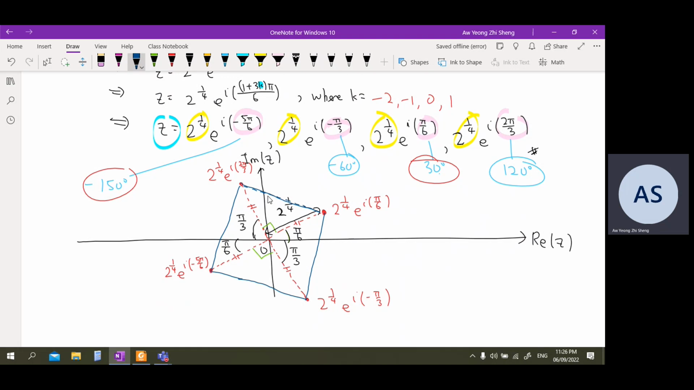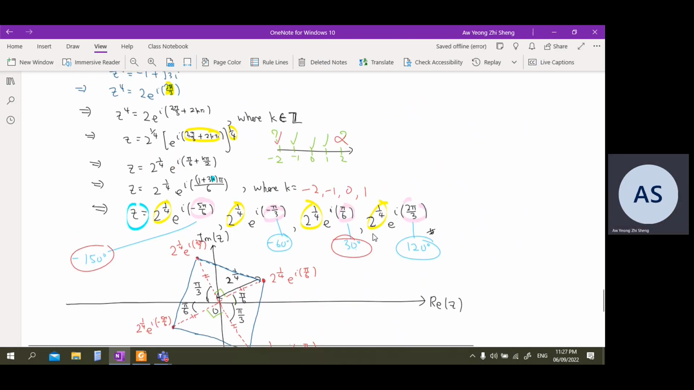And the distance from the origin to each of the four vertices are also the same. So this is actually a square. It satisfies the characteristics of a square because the diagonals bisect each other at 90 degrees and also the two diagonals have the same length.